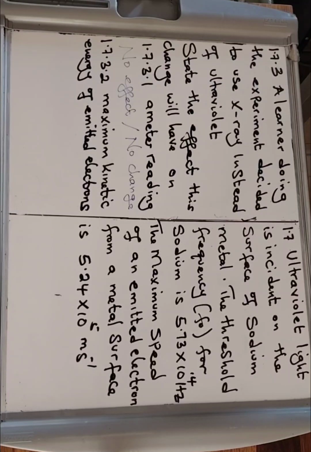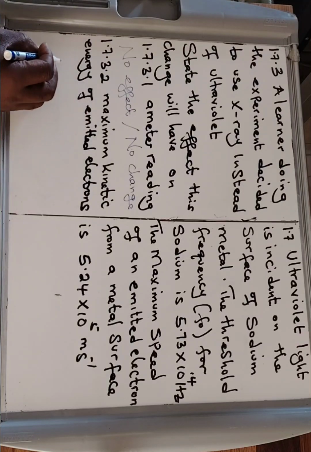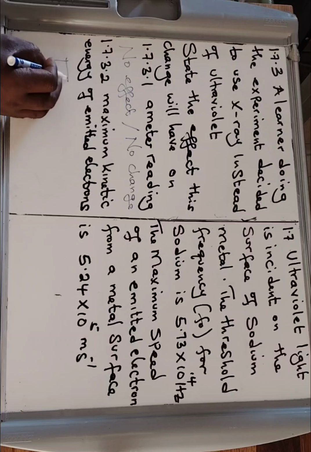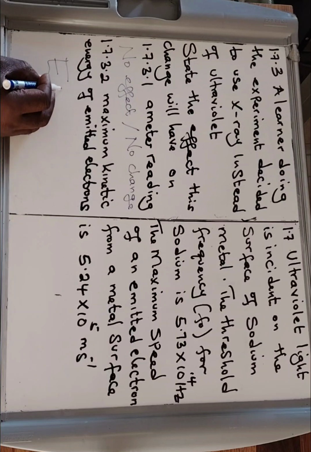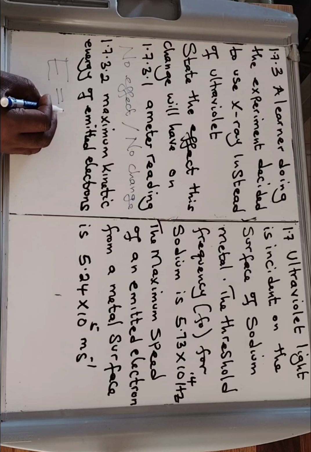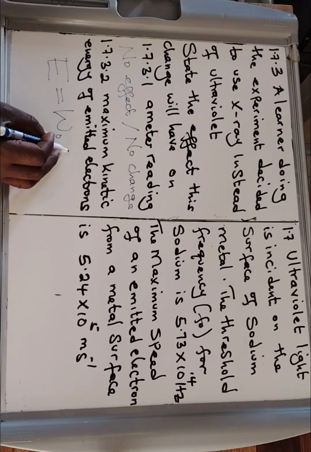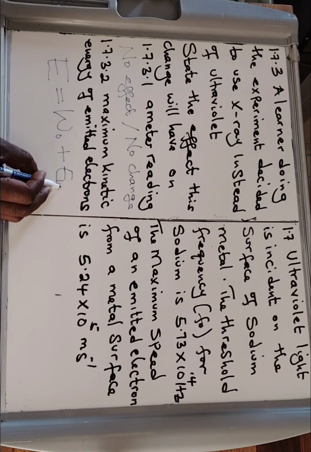It comes from the statement, substituting ultraviolet with X-ray. The question is, what is the effect on the maximum kinetic energy of the emitted electrons? Now, to answer this question, you need this information. We'll write the answer later. The information says that E, being the energy of the incident radiation, and the work function come here, and then you have EK.